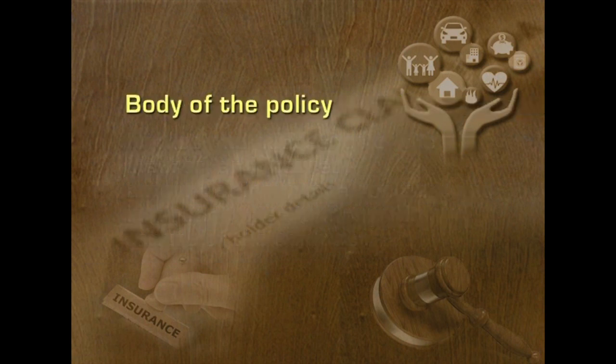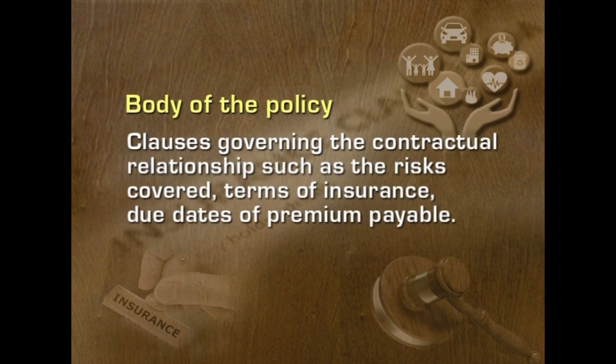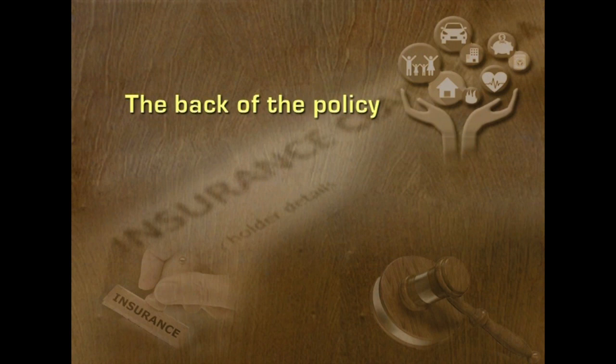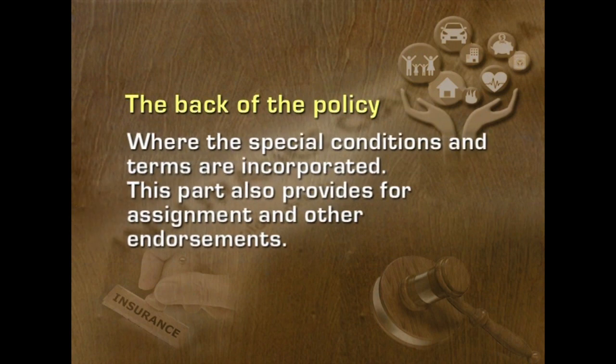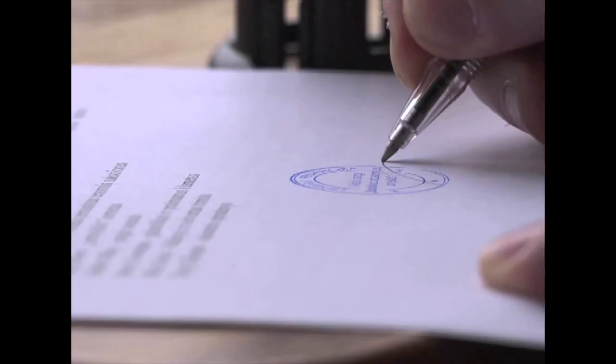The body contains clauses governing the contractual relationship such as risks covered, terms of the insurance, and the dates of the premium payable. The back of the policy is where the special conditions and terms are incorporated. This part also provides for assignments and other endorsements. The policy document requires stamping as per the Indian Stamp Act, and a policy which is not stamped is not accepted as evidence in a court of law.